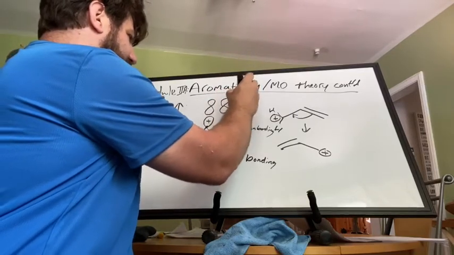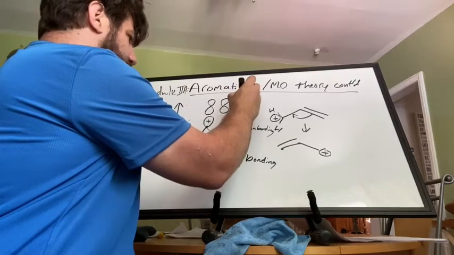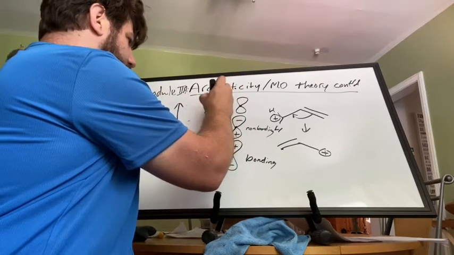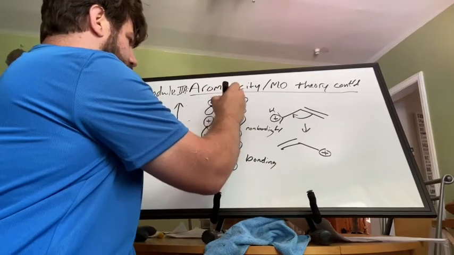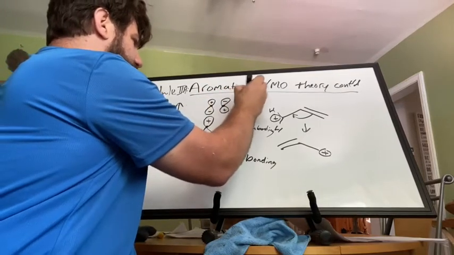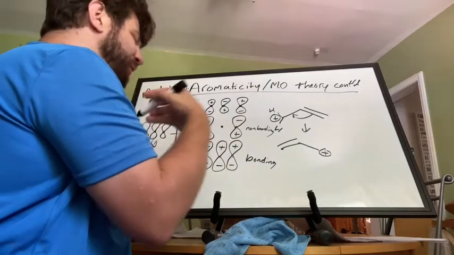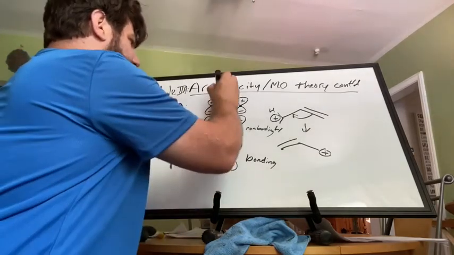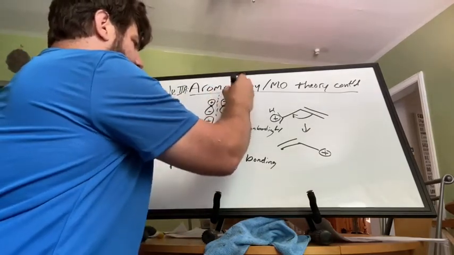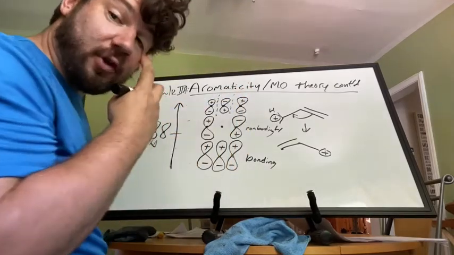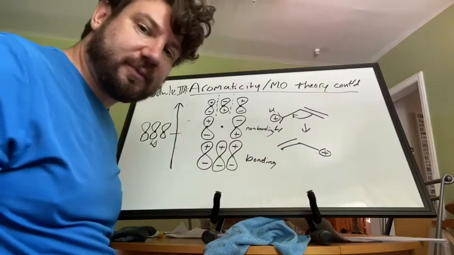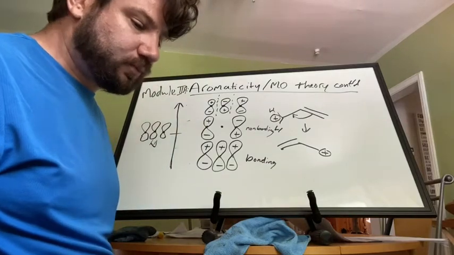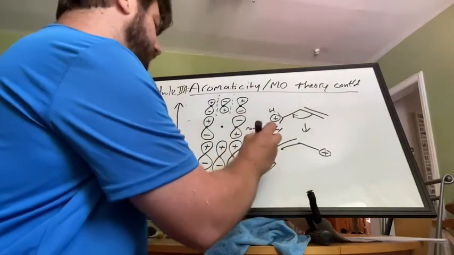Okay, so we take the highest energy molecular orbital, that is going to be completely in disagreement in terms of phase, right? So this will be introducing what is referred to as nodal planes. Okay, this is what is referred to as destructive interference.